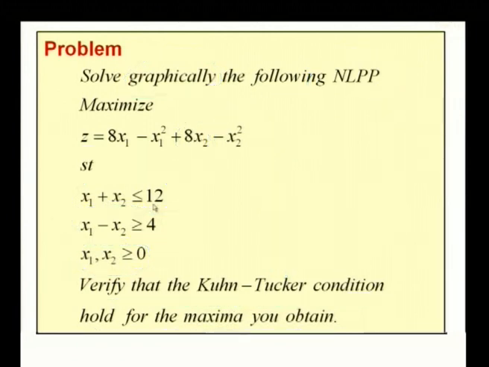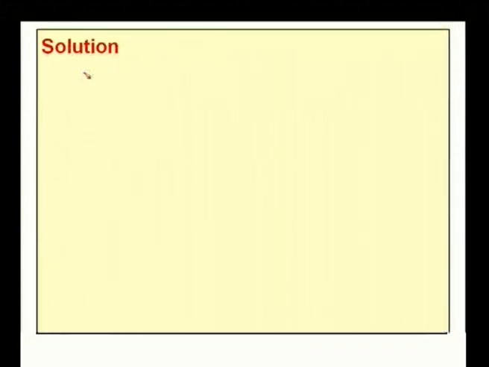For the given problem, the constraints are x1 plus x2 less than or equal to 12 and x1 minus x2 greater than or equal to 4. Now, we will try to draw these constraints in the graph by temporarily ignoring the inequality sign. The first constraint is x1 plus x2 less than or equal to 12. By temporarily ignoring the inequality sign, the first constraint becomes x1 plus x2 equal to 12.